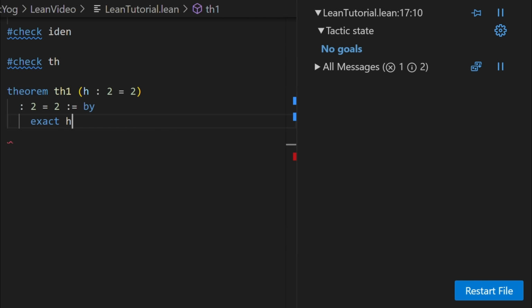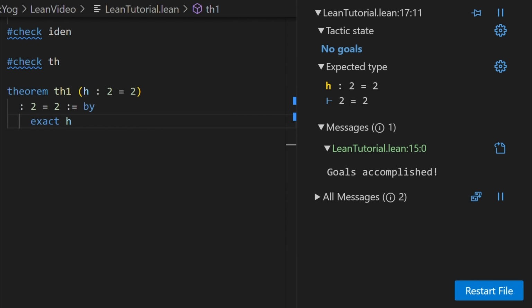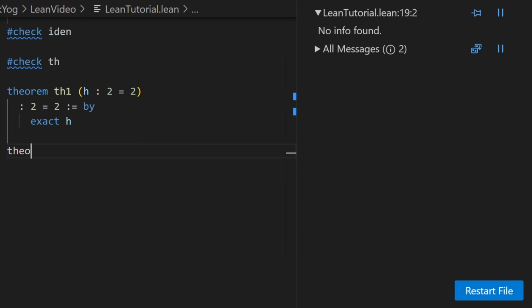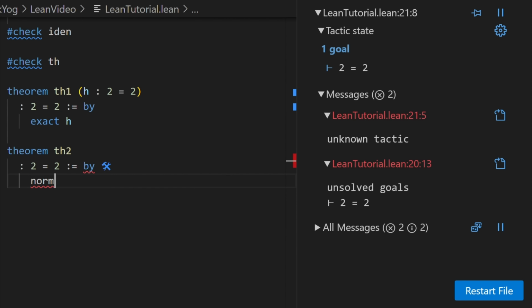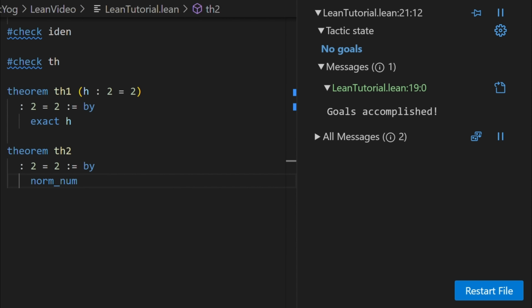The first tactic we'll use is exact. Writing exact h closes the goal since it is exactly h. To prove 2 = 2 directly without any assumptions, we can use the tactic norm_num. It normalizes numerical expressions and solves them.